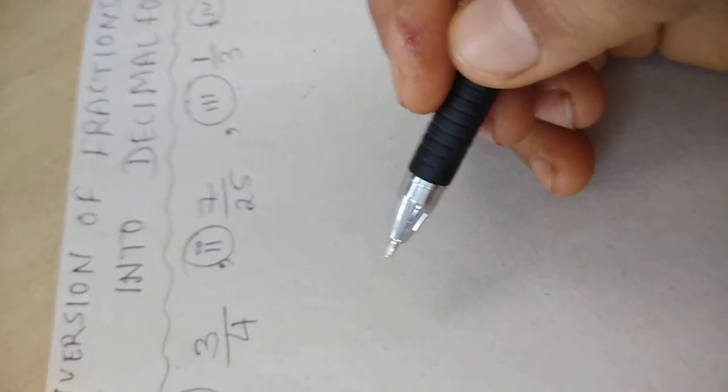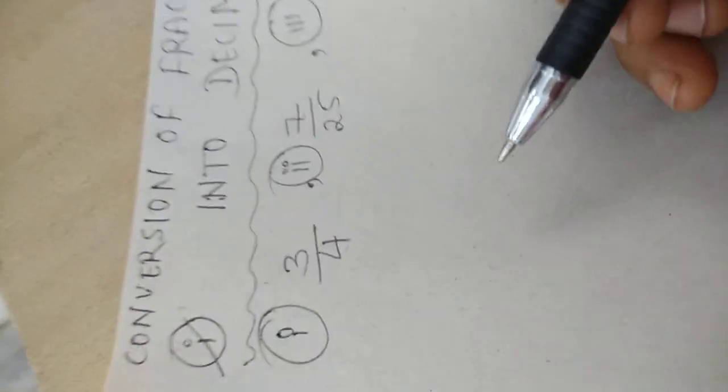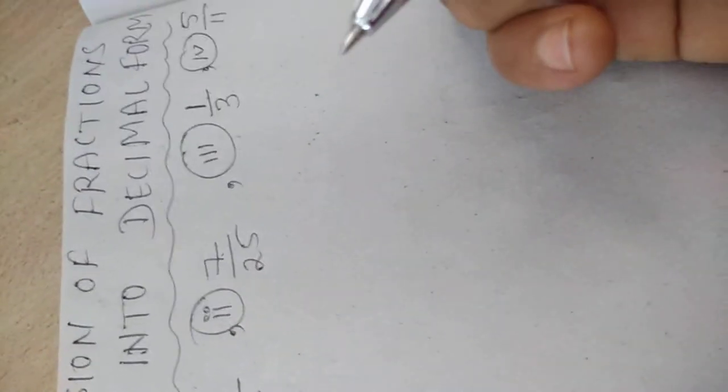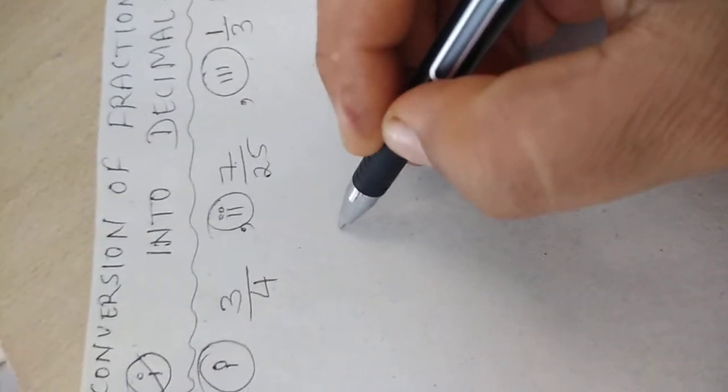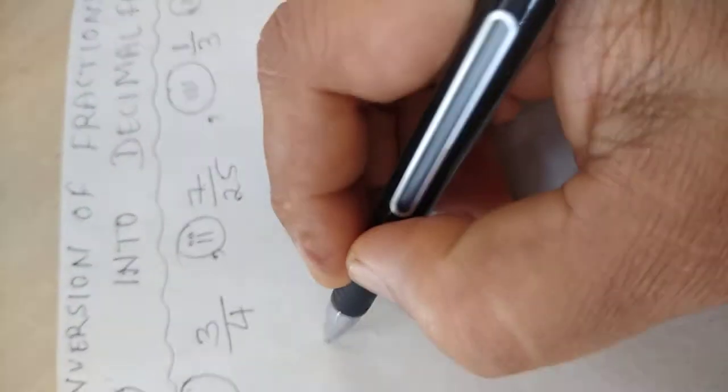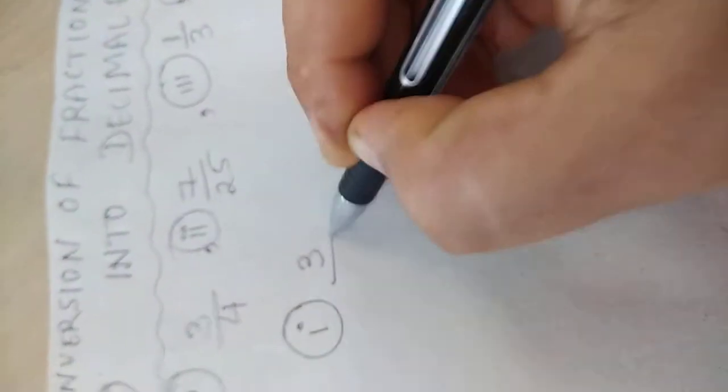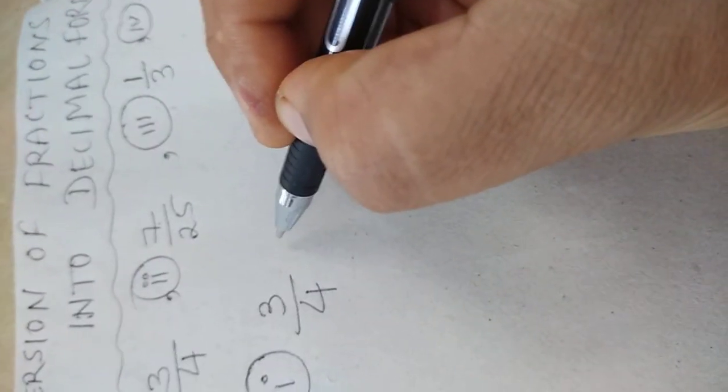Hello children, today I will teach you how to convert fractions into decimal form. First one is 3 by 4. We have to convert this fraction 3 by 4 into decimal form. For that we have to divide it.